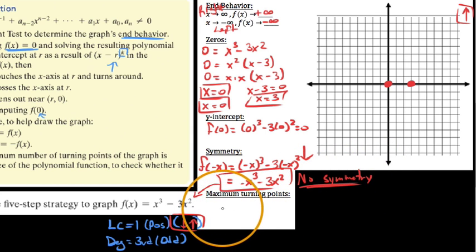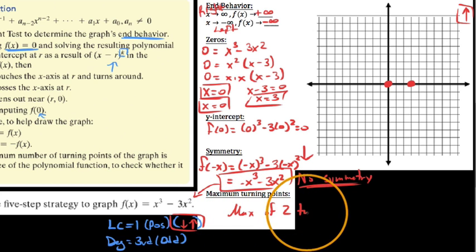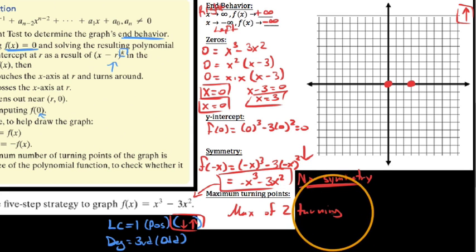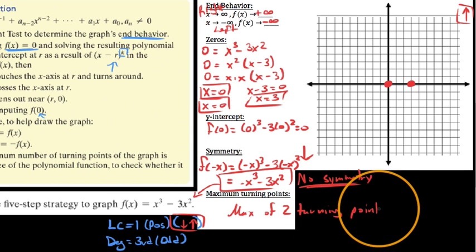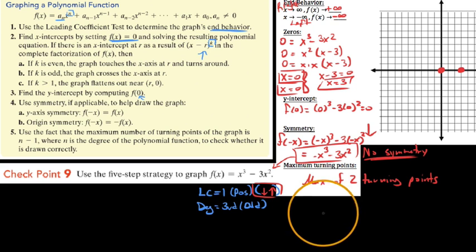So now the maximum number of turning points, because our degree is 3, is a max of 2 turning points. Putting all of this together, we have a lot of facts about our graph. We know it goes through here and here. We know it falls on the left and rises on the right. It's going to have to come up and turn and go up through again. But we also know that this 0 here has a multiplicity of 2, so our graph is not going to cross at that 0.